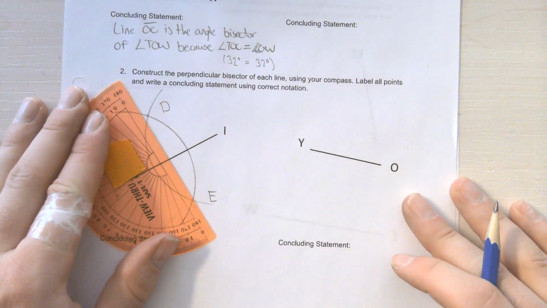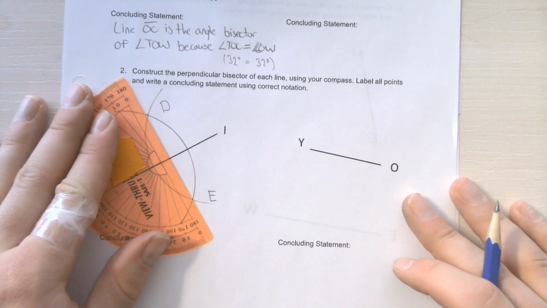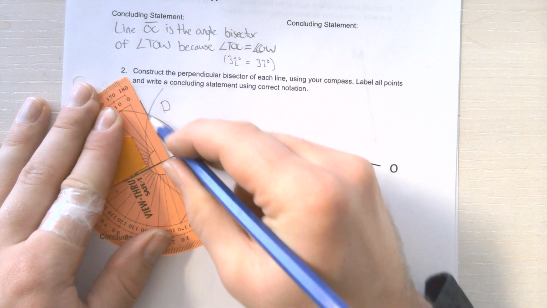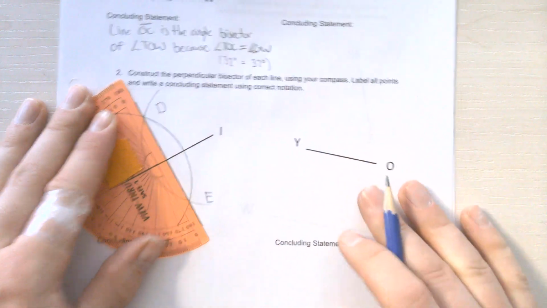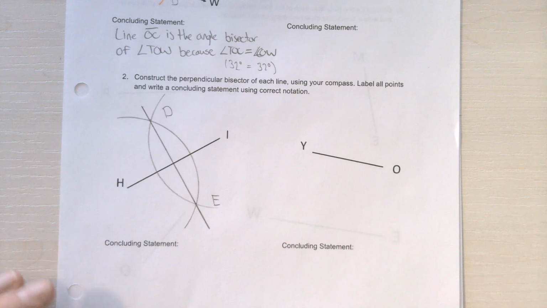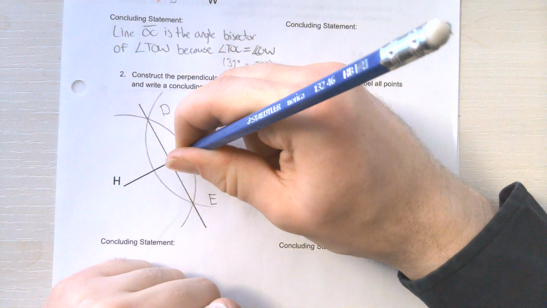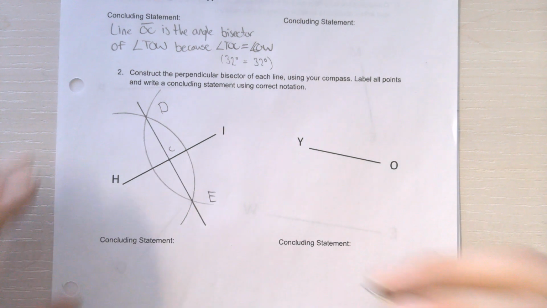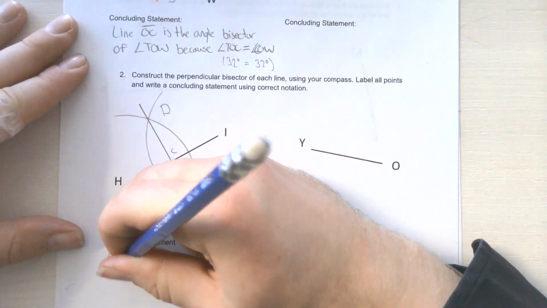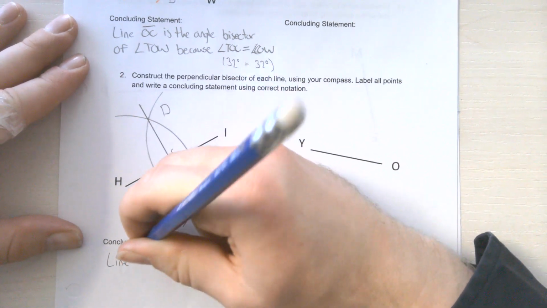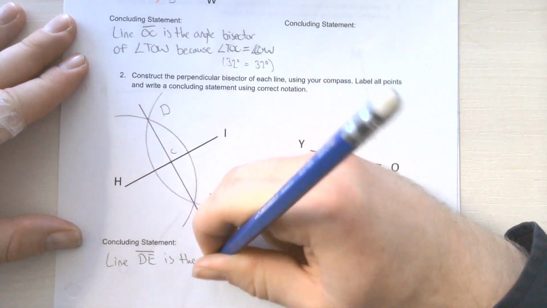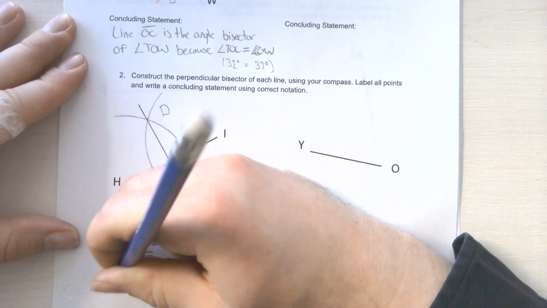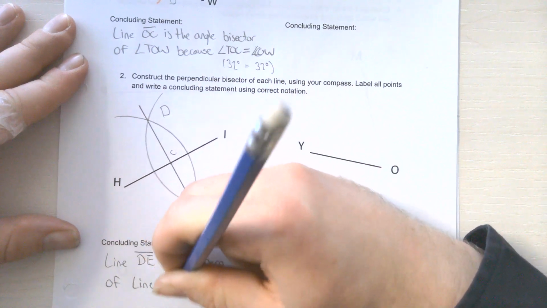We can therefore use our straight edge to connect points D and E, our two intersection points there, with a nice straight line. And this should be our perpendicular bisector. We'll label where that crosses point C. So let's go ahead and write out that our line DE is the perpendicular bisector of line HI.